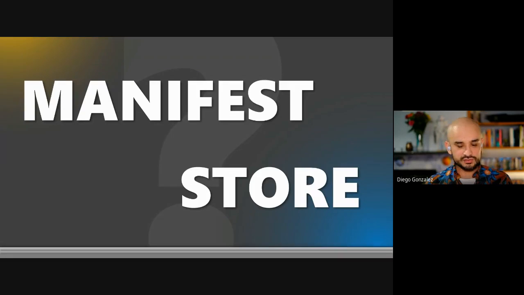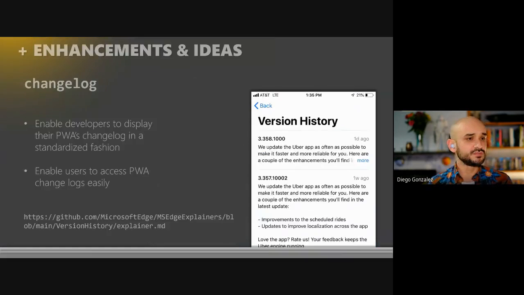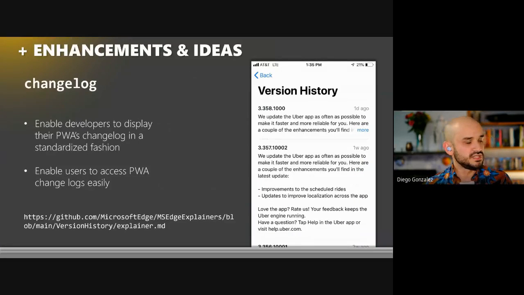What more do we need to enhance web applications in the store, and what more can we do regarding the manifest file? There are a couple of proposals in the MS Edge explainers that can be relevant to this effort at hand. The first enhancement and idea is the addition of a changelog key. And it's pretty simple. It would enable developers to display their PWA's changelog in a standardized fashion, and it would enable users to access a PWA changelog relatively easily.